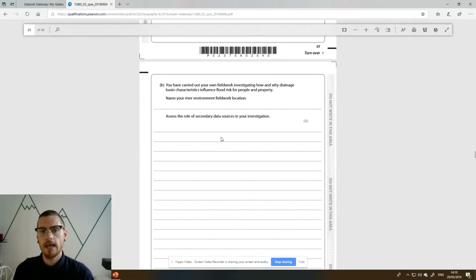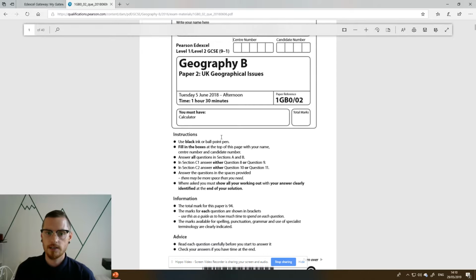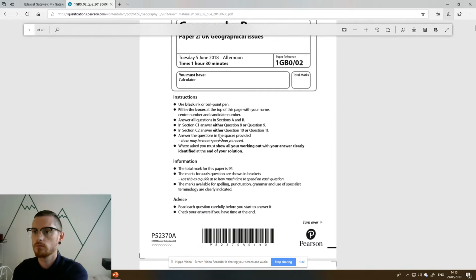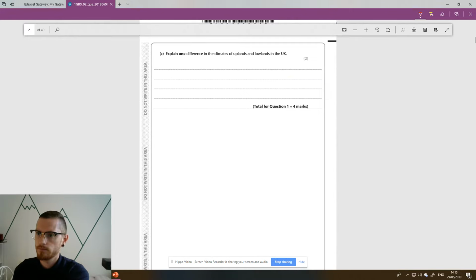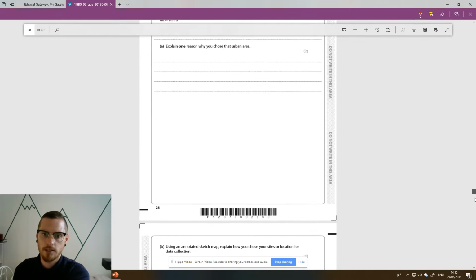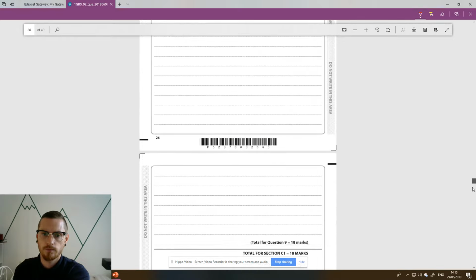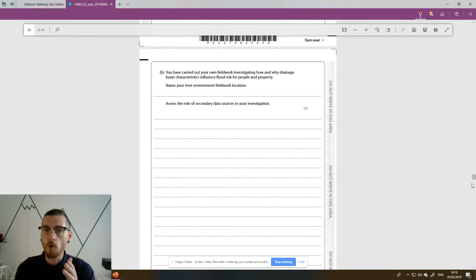And then here you see we've got an 8 marker. This 8 marker is what we call a familiar fieldwork 8 marker, because it's asking you to talk about your fieldwork. It's familiar to you because you did it. It asks you to name your river environment, which for my geographers will be Cardinal Valley. And then it asks you to assess the role of secondary data sources in your investigation for 8 marks.